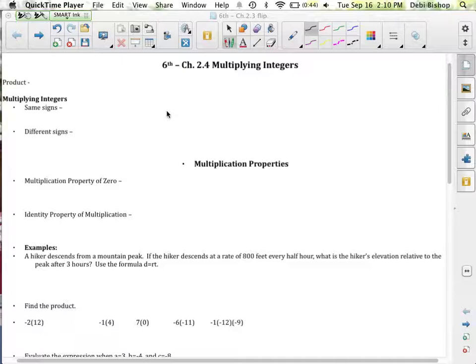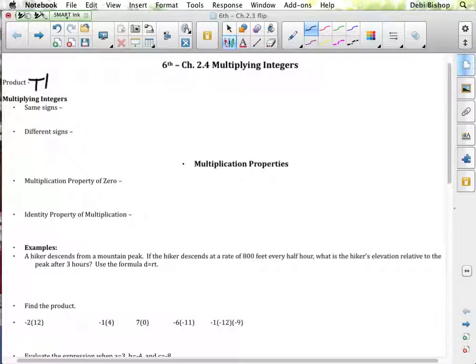We are going to talk about multiplying integers. So make sure you have your notes out and write down everything I write down. And then at the end, you will do your practice problems on your own. So first we're going to review the term product. So remember, product is the answer to a multiplication problem.